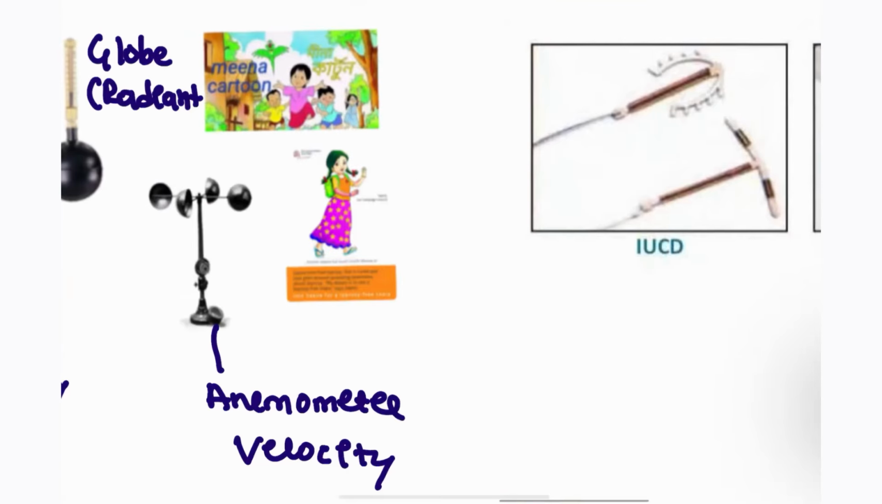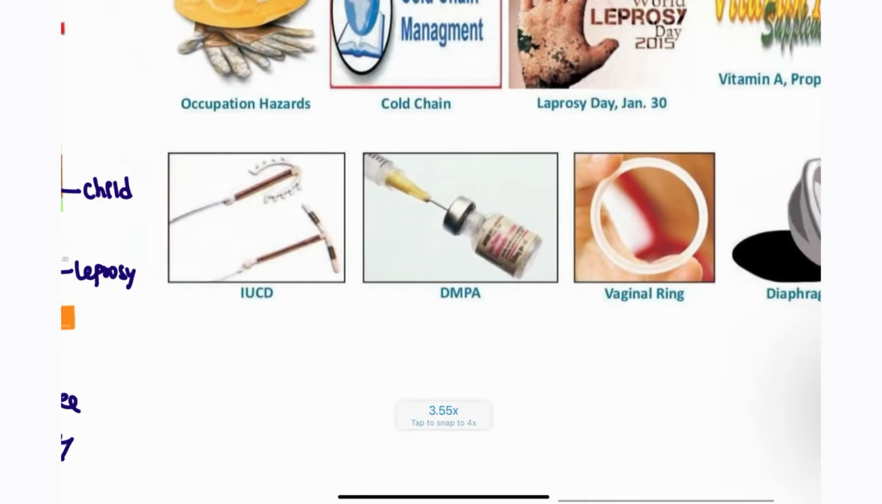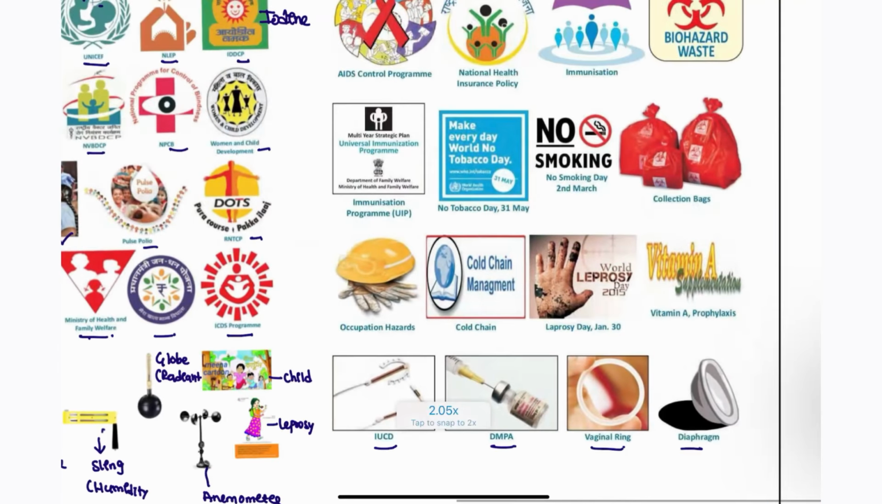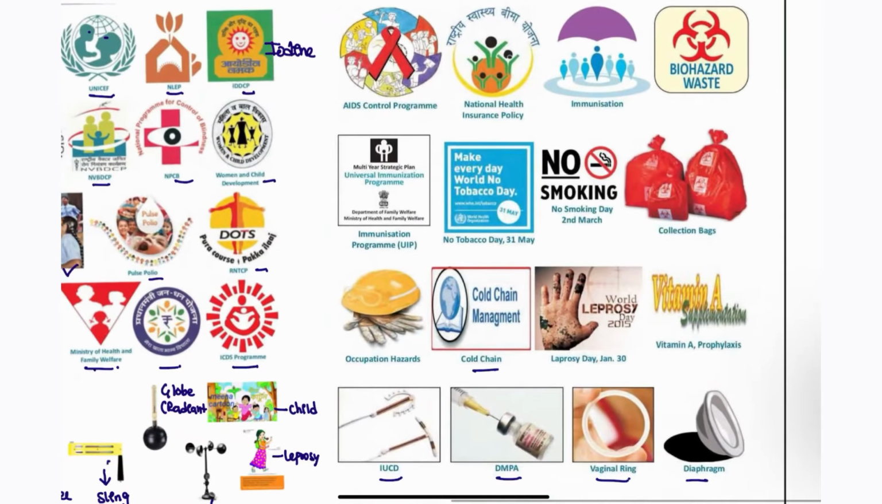Next, Sapna is for leprosy. Meena is for child empowerment. Here, this is the copper T. This is the Antara, vaginal ring, diaphragm. Cold chain is for vaccination and occupational hazards. Leprosy day is January 30th, vitamin A prophylaxis. This is the red collection bag. No Smoking Day is on the 2nd of March, and No Tobacco Day is the 31st of May.